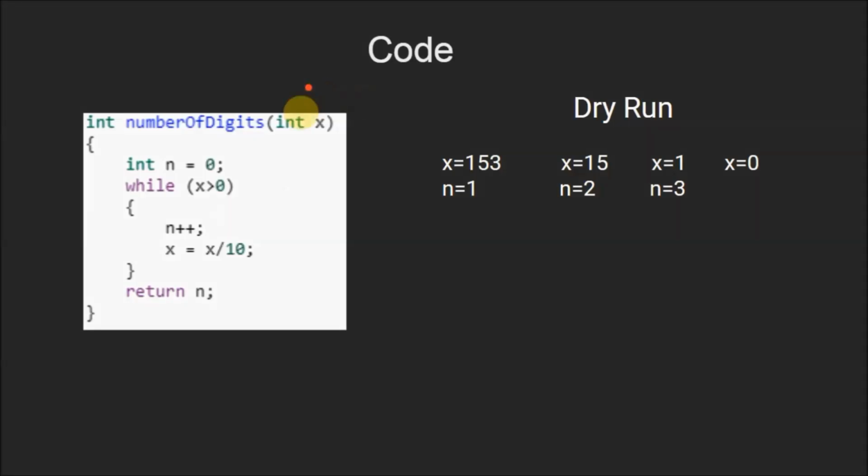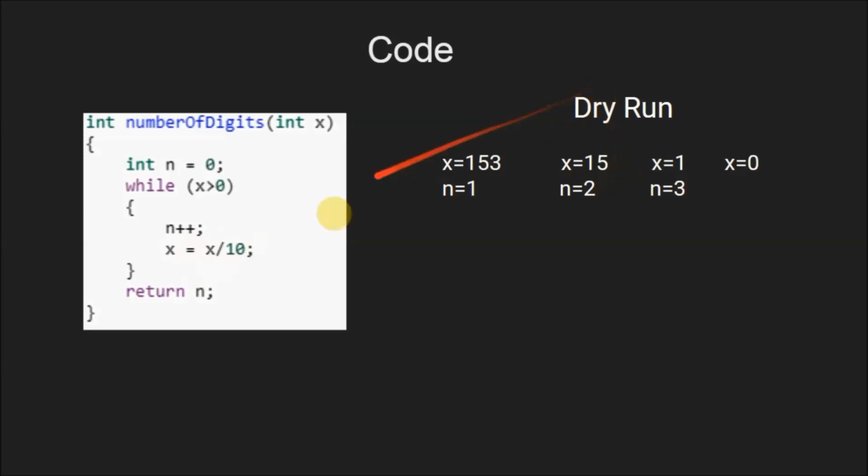So this is the code of the first part of the problem. In this we will calculate the number of digits of the number x. We are taking a variable n that will store the number of digits. We are running a while loop with the condition x is greater than 0. Within this loop we will increase the number of digits by 1. Then we'll remove the last digit of the number by this operation, that is x equals x divided by 10. Suppose the number is 153, 3 would be removed by this operation and the final number will become 15.